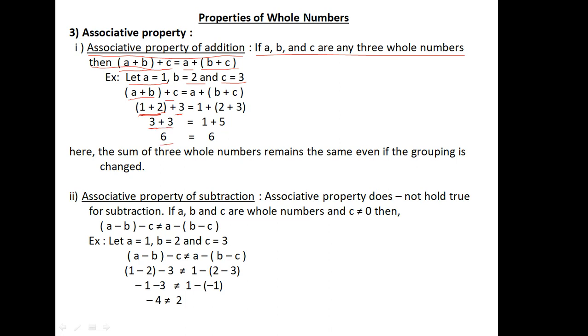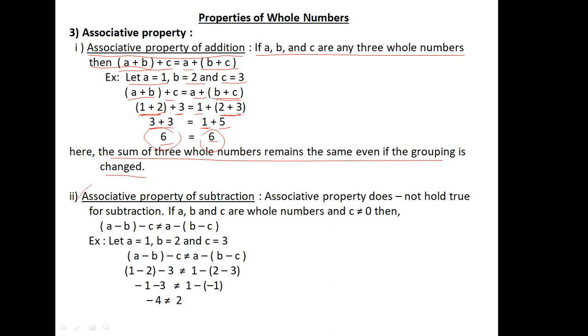Now we will see the RHS part, that is right hand side part, that is A plus B plus C in bracket. Now A value is 1 and B plus C, B value is 2 and C value is 3. When we solve this bracket, 2 plus 3 it will come 5, and outside of this bracket is 1. 5 plus 1 it will come 6, means LHS and RHS both are equal. So here the sum of three whole numbers remains the same if the grouping is changed.